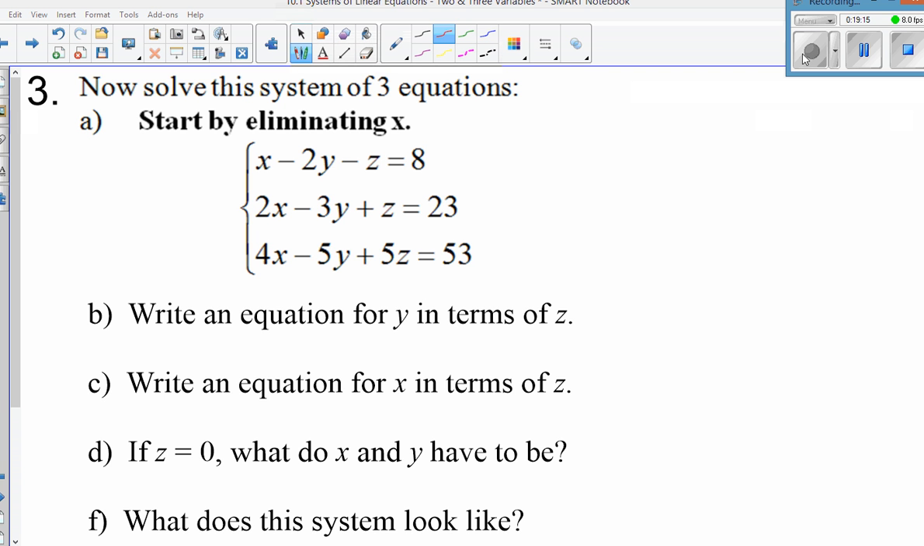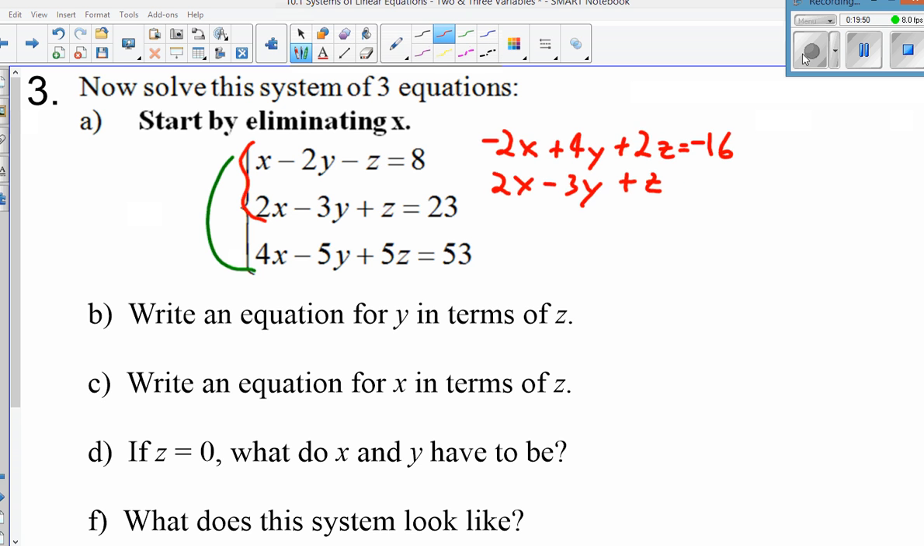So number 3, let's look at what can happen if you solve a system out and it's not an independent answer. So first, again, I'm going to try and eliminate x. I'm going to work with the first two equations, eliminate x on that one, and then I'll probably use equations 1 and equation 3 and eliminate x on that one. So multiply the top one by negative 2 so I can eliminate my x. So I'm going to get negative 2x plus 4y plus 2z equals negative 16. I add it to 2x minus 3y plus z equals 23.